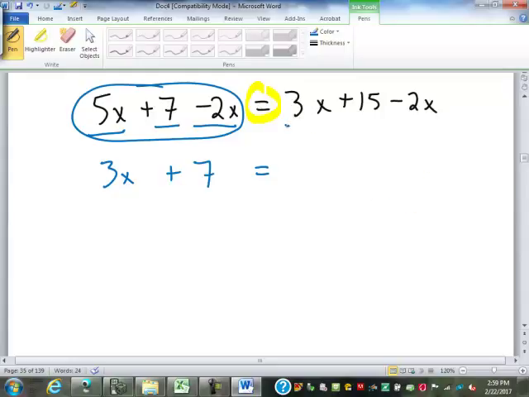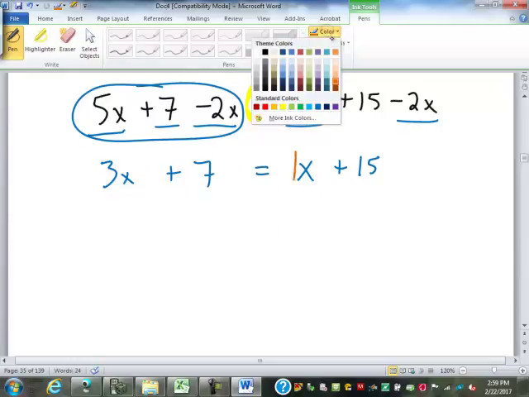On the other side, we have 3x and -2x. 3 and -2 make 1. So that's 1x or just x. Remember we talked about that, just like if you say an inch, you can say 1 inch or just an inch. 1x or just x mean the same thing. And of course, we still have the +15 there. Now we still have an x on each side, so we have to get rid of one. It might be easier to think of that still as being a 1x. So what are we going to do to get rid of one here?